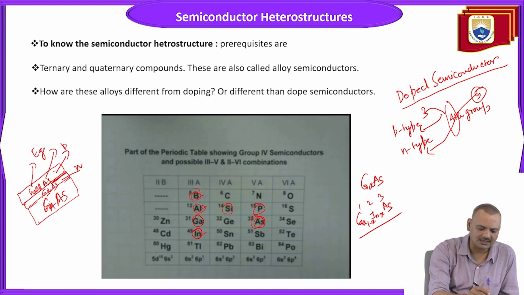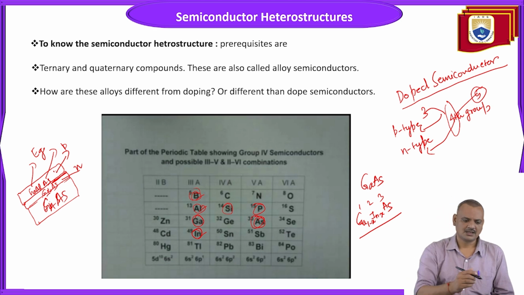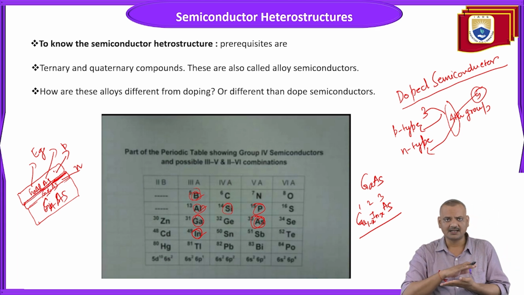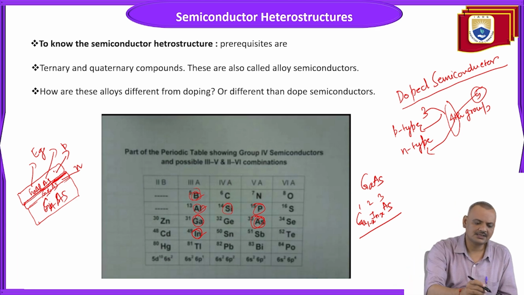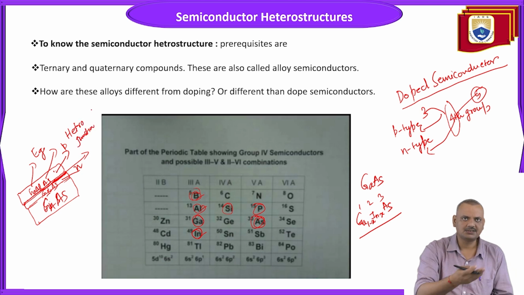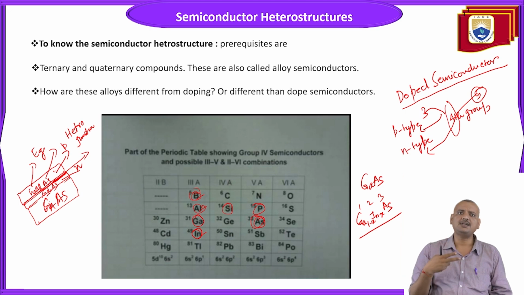Now if these materials, gallium aluminum arsenide and gallium indium arsenide, are perfectly lattice matched, then this junction is known as a heterojunction. Obviously, this is the PN junction, so you can say this is a hetero-PN junction. Why? Because two different types of materials are used to make the PN junction, and their band gaps are also very different from each other.